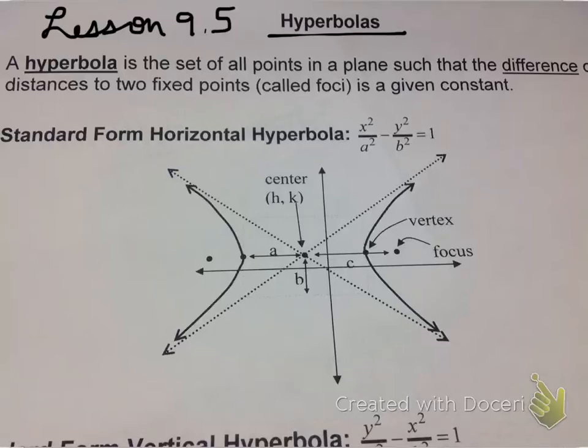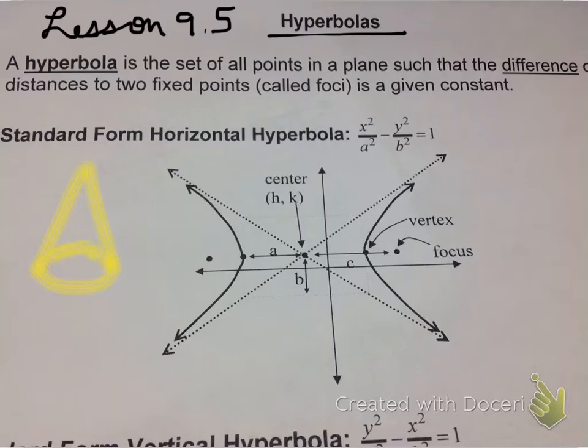This is lesson 9.5. We're going to talk about hyperbolas. The hyperbola is the last of the conic sections that we're going to talk about from chapter 9. And it comes from when you have the cone shape. And here's my beautiful cone.